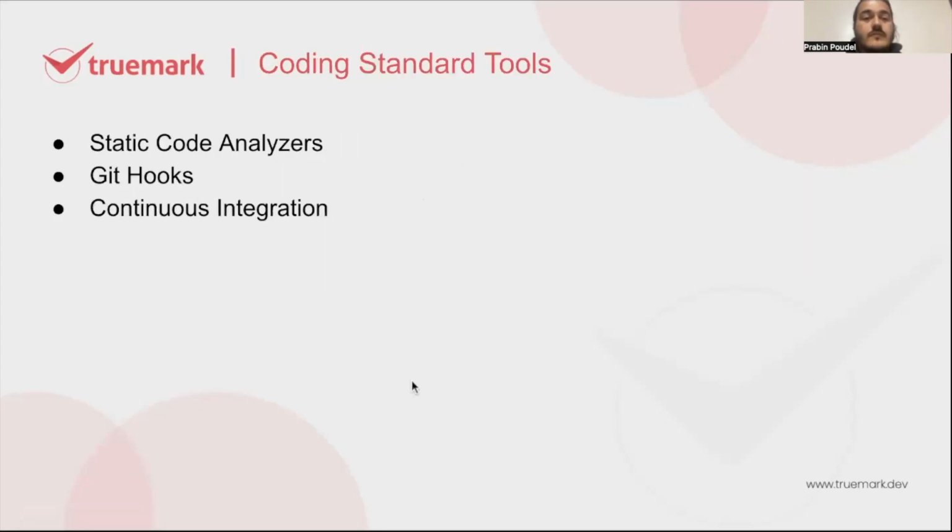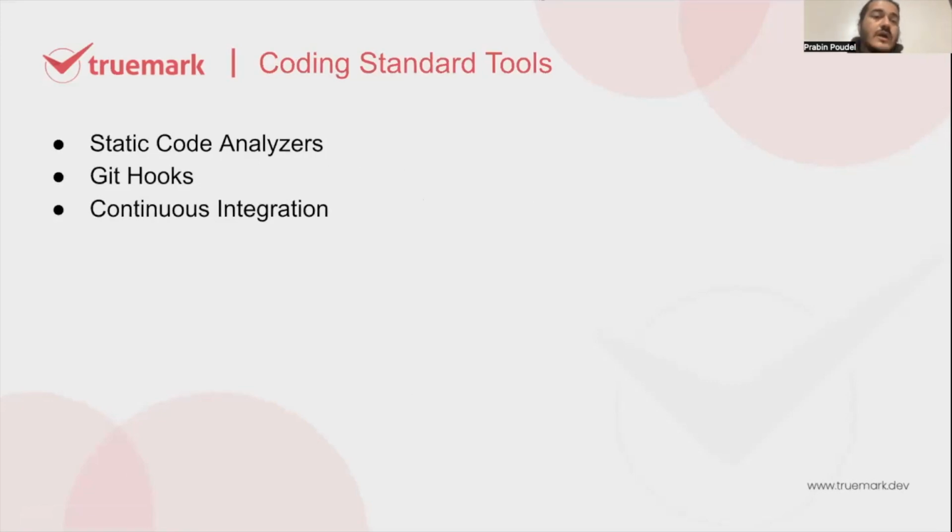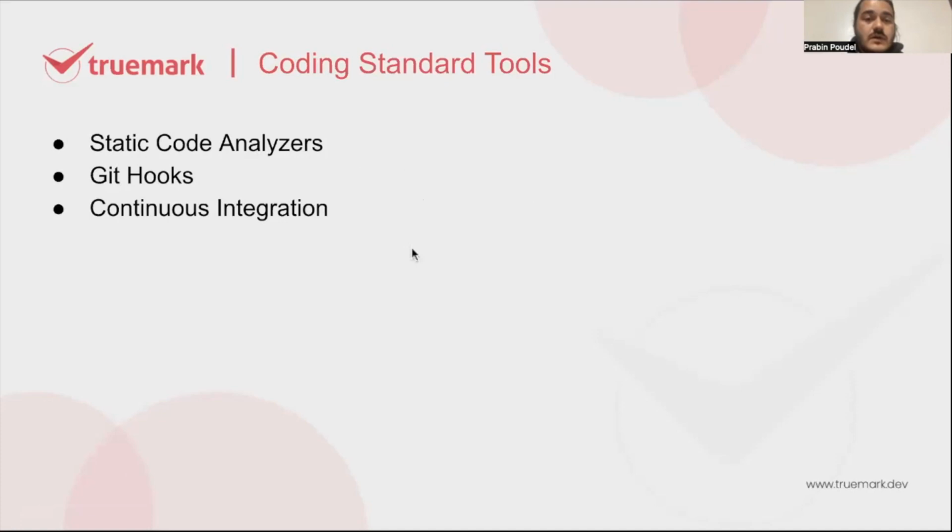So how can we maintain coding standards? We can maintain coding standards by using some tools. I have listed three tools that we can use to maintain coding standards in our projects. The first one is static code analyzers, the second one is Git hooks, and the third one is continuous integration.